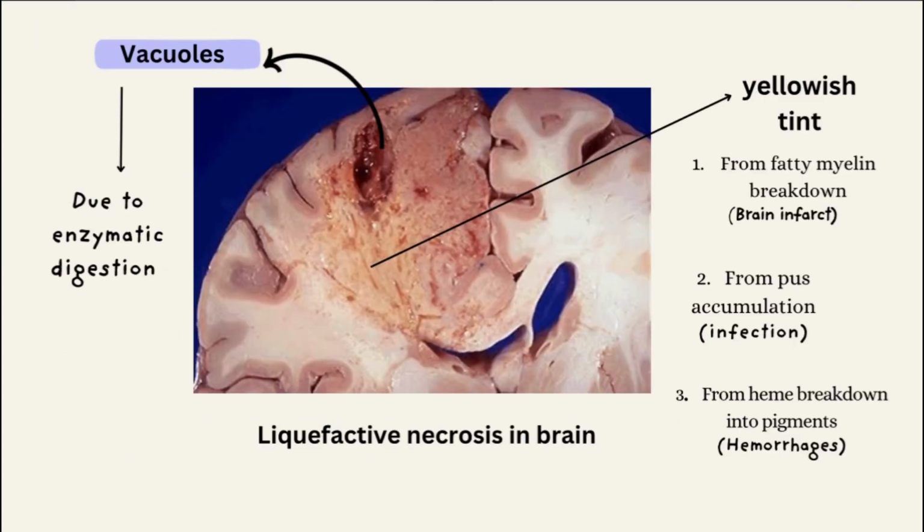Following is an example of liquefactive necrosis in the brain. If you take a close observation, you can find a red colored vacuole over there. This is due to enzymatic digestion, and surrounding it is a yellowish tint. This could be due to the fatty myelin breakdown in the brain due to brain infarct, or could be pus accumulation during infections, or in cases of hemorrhages, it could be due to heme breakdown into pigments.